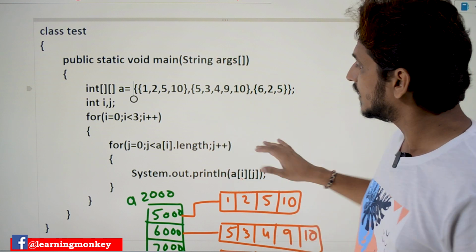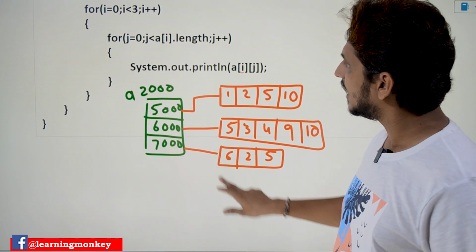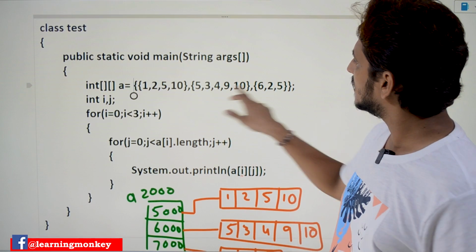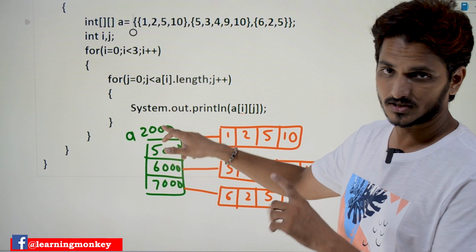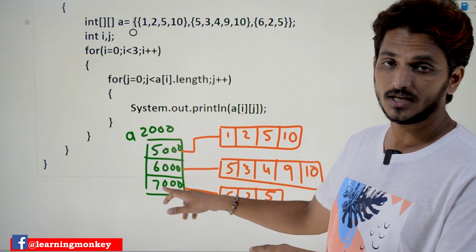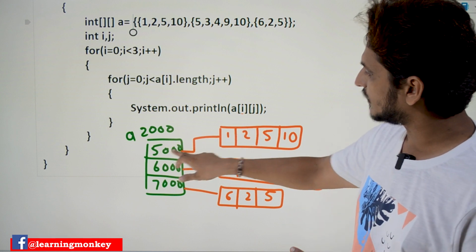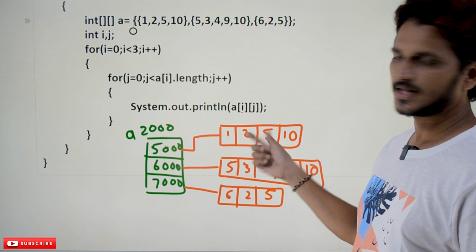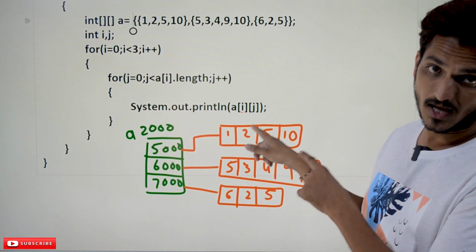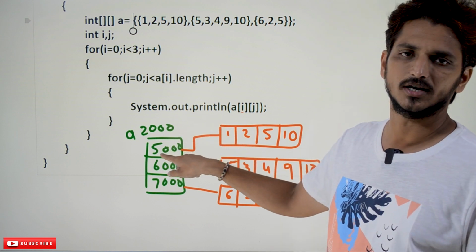How is memory allocated to this? The same way as we discussed in our last class. How many lines are there in A? Three lines are there. The array that represents this is at location 2000, and the first line is pointing to 1, 2, 5, 10. Declare a new array 1, 2, 5, 10, and the starting location of this array is 5000. That 5000 is stored here.